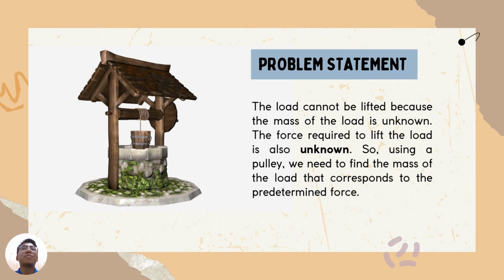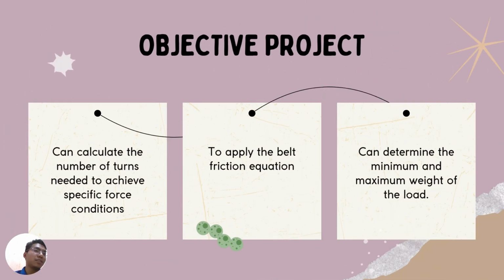So what is the problem in this friction topic? The problem statement is the load cannot be lifted because the mass of the load is unknown. The force required to lift the load is also unknown. So using a pulley, we need to find the mass of the load to correspond to the predetermined force.